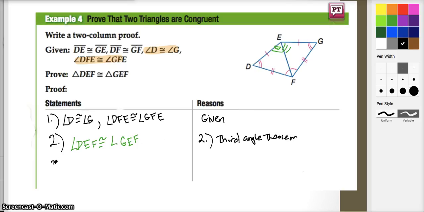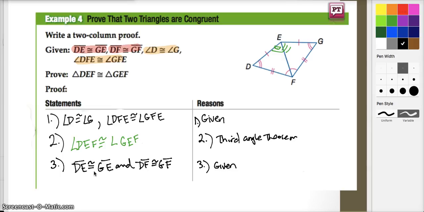I'm now going to write the next part of the given, because if I got three angles, I want to do the three sides, but I don't have three sides. I have two sides, and I'll highlight that. The two sides I have are DE is congruent to GE, and DF is congruent to GF. Okay, so I rewrote that down here, and that's given.